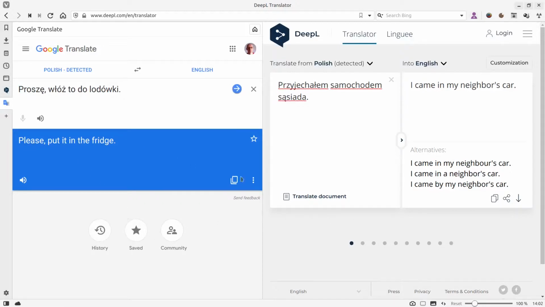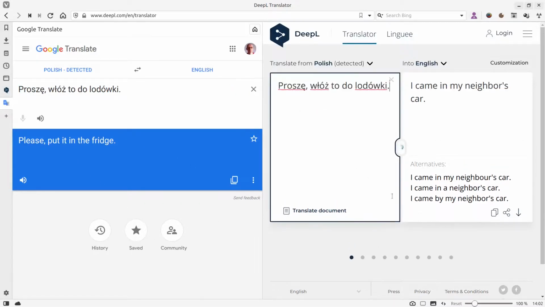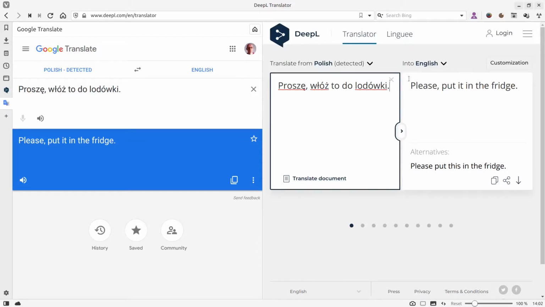Please put it in the fridge. And the same translation here. Of course, in reality, you would put please at the end in such a sentence, unless you wanted to give some emphasis to this word. Please put it in the fridge. But normally, if it's just a simple request, you would say, put it in the fridge, please, or put this in the fridge, please.